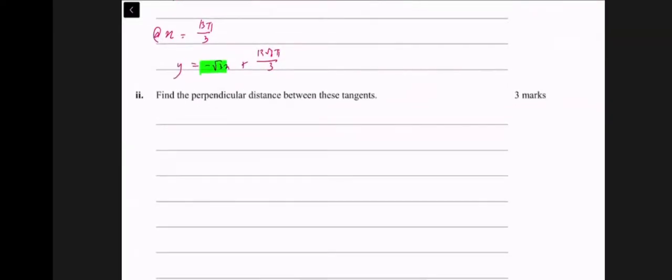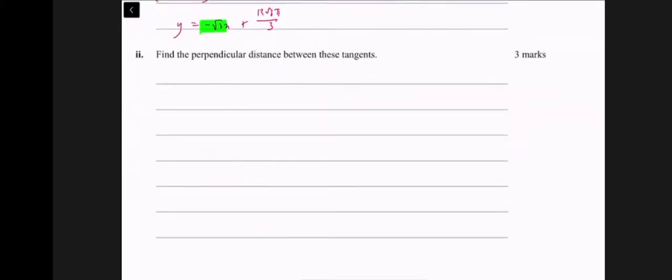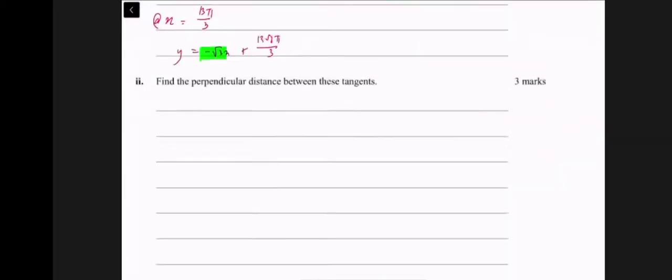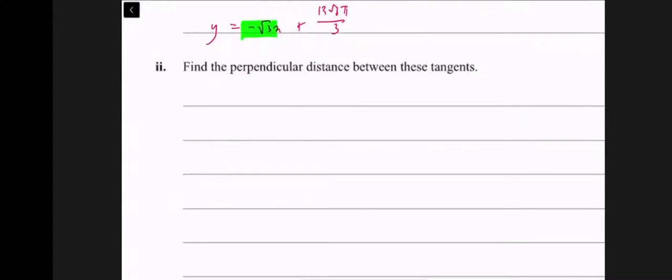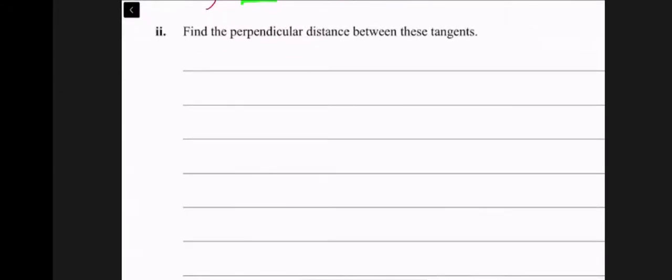So find perpendicular distance between these tangents. So there's two ways of doing this. The answers used both of them. I personally used the one with the perpendicular. Sorry, that's not a great way of explaining. I just found the normal. I found 2 points, and then I found the distance between them.